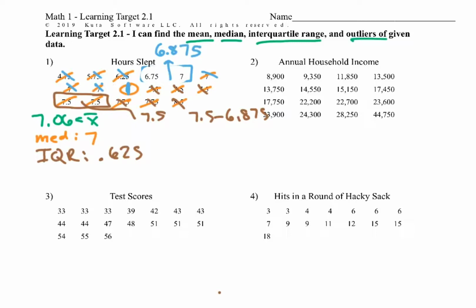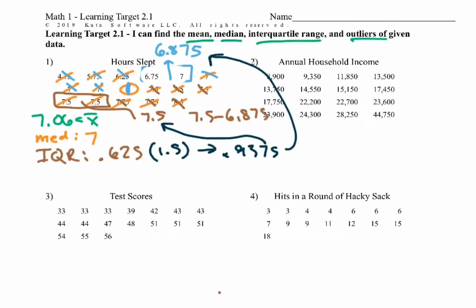Okay. Now, to see if there's any outliers, what I do is I take that interquartile range and I times it by 1.5, giving me 0.9375. Then I subtract it from my first quartile and add it to my third quartile. And that's going to give me the ranges that if it's lower than the smaller one or higher than the bigger one, it's going to be an outlier.